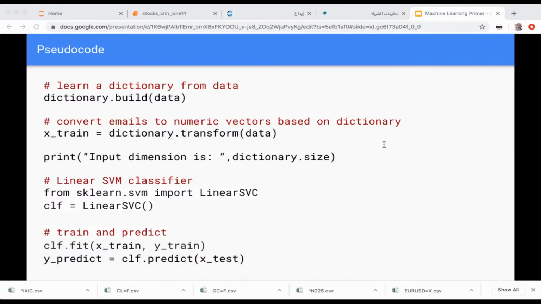And once you learn the dictionary and fix it, then you transform the data, the emails, into numeric vectors, as I mentioned earlier. The dimensionality of the data will be equal to the size of your dictionary, so it can be very large. However, note that in this particular case, most of the entries will be 0. So your data matrix will be quite sparse, which is something you should exploit to accelerate training. There are packages for sparse linear algebra that you might benefit from. And finally, you can just import the algorithm of choice that you want, SVM, logistic regression, and so on, train the model, and finally predict.